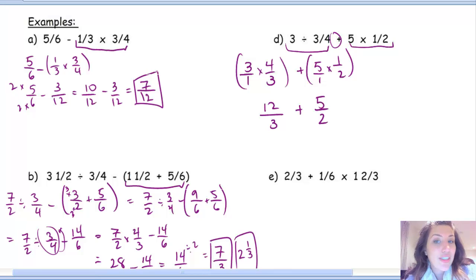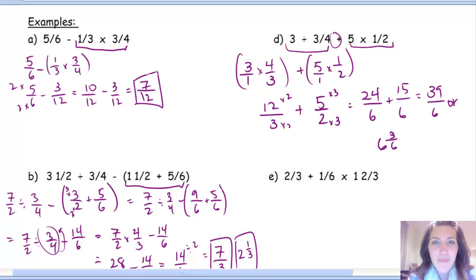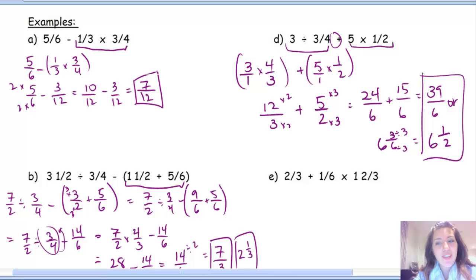Are the denominators here the same? No, they're not, so we can make them both the same. I think the lowest here would be 6. So 12 times 2 is 24/6, plus 5 times 3 is 15/6. 24 plus 15, we get 39/6. Can this be reduced? Nope, but we can express it as a mixed number. 6 goes into 39 6 times, with 3 left over. Keep the denominator 6, but hey, look at your fraction here, 3/6, that can be reduced. Let's divide both by 3, and we end up with 6 and 1/2. So you can write it either of those two ways.